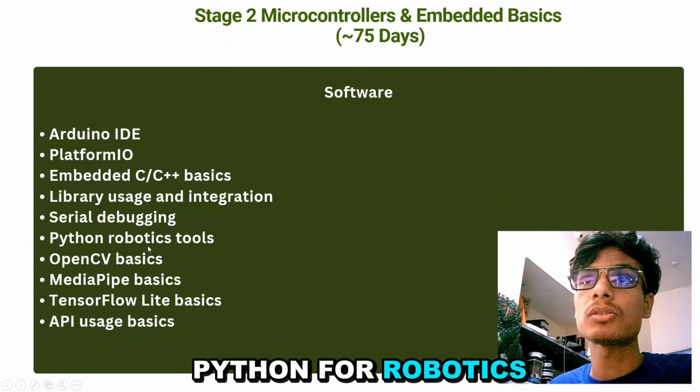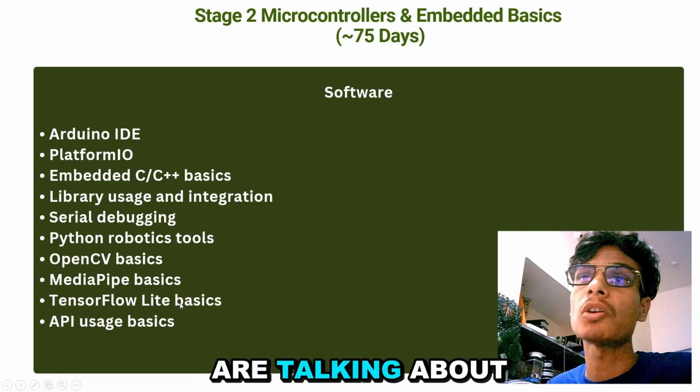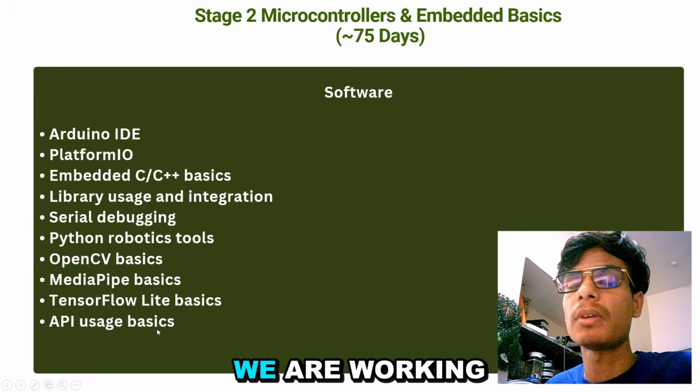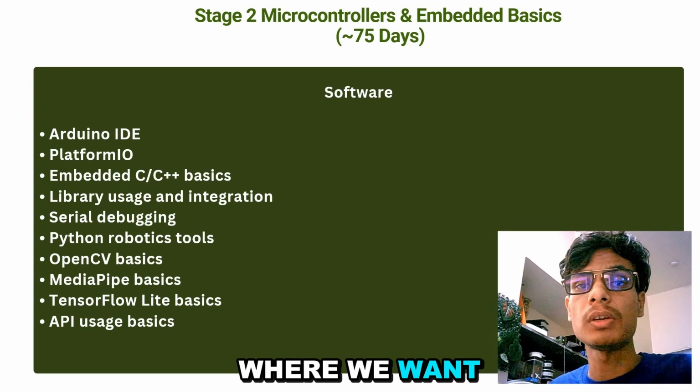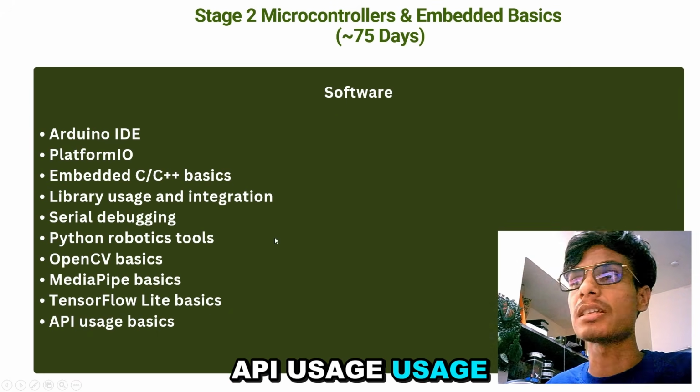Next is Python for robotics tools, like OpenCV, MediaPipe, and TensorFlow, when we are talking about machine learning and AI kind of thing. And API integration is very important. Nowadays we are working with lots of projects where we want to integrate some AI tools and all. So we can work with the API usage basics.